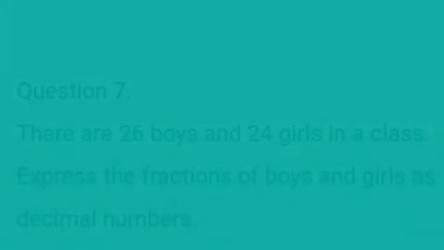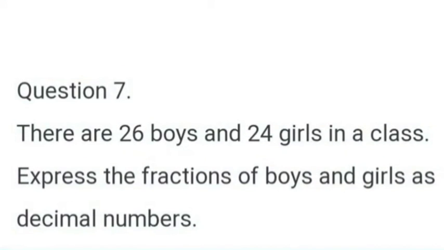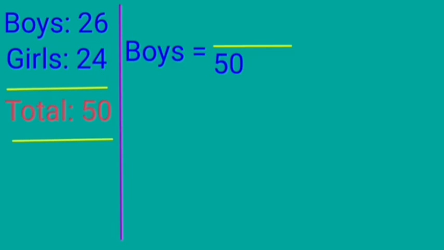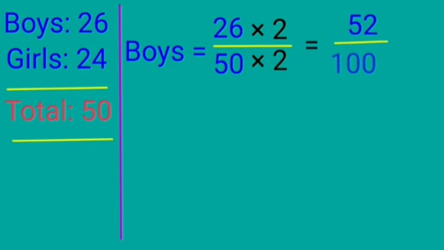Question number 7. There are 26 boys and 24 girls in a class. Express the fractions of boys and girls as decimal numbers. Let us see the answer for this question. By given, there are 26 boys and 24 girls. Therefore, the total number of students is equal to 50. So, out of 50 students, there are 26 boys. To simplify this, we should multiply by 2 on both numerator and denominator. We get 52 divided by 100, which is equal to 0.52.